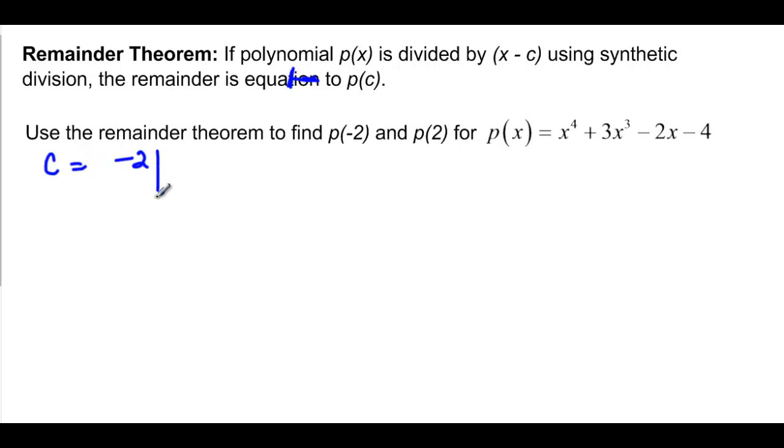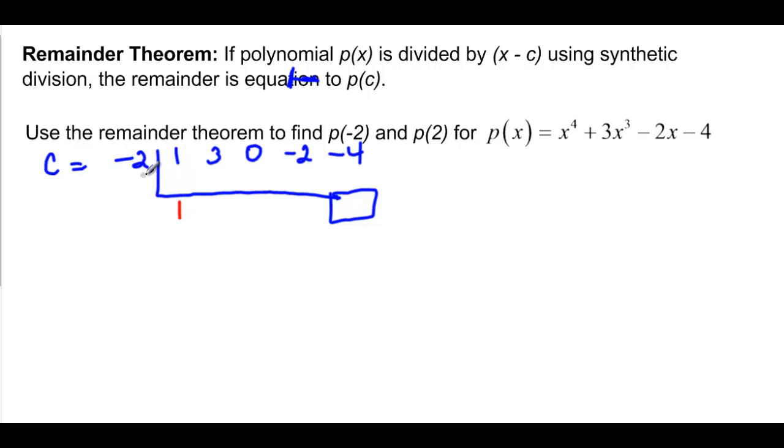That's on the outside. And then we're going to put in our 1 for x to the 4th and 3 for x cubed, 0 because there's no x squared term, negative 2 for x, and then negative 4. So whatever my remainder is here would be the same thing as if I were to plug in this negative 2. So let's do the synthetic division.